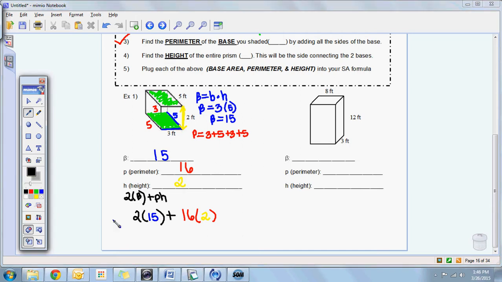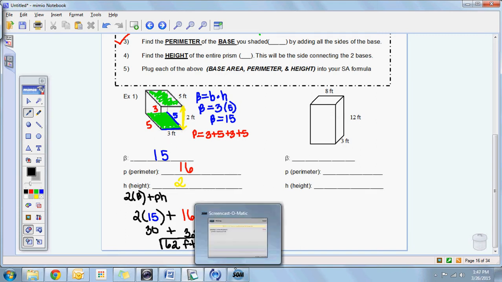Okay, so let's figure out what that gives us. 2 times 15 is 30, plus 16 times 2 is 32. So when you add those together, notice how I did the 2 multiplications first, did order of operations. So 62, and then what's my units? Are feet squared. It's still area, so you're going to do units squared. So that's the surface area of your whole 3D shape.